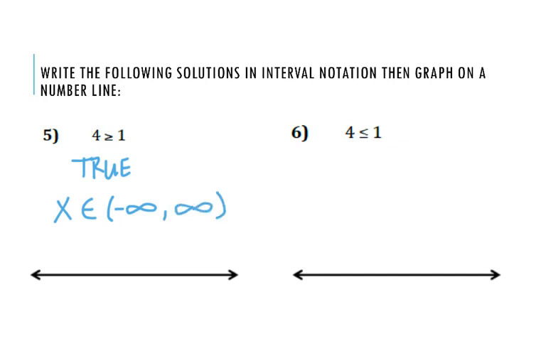And remember, we always put parentheses by our negative and positive infinities. To graph it, it's just a line going in both directions forever. I like to mark where 0 is, just to give us some bearing on our number line.